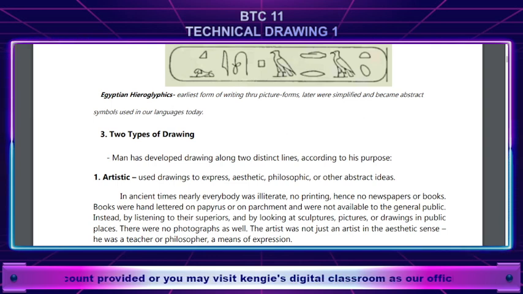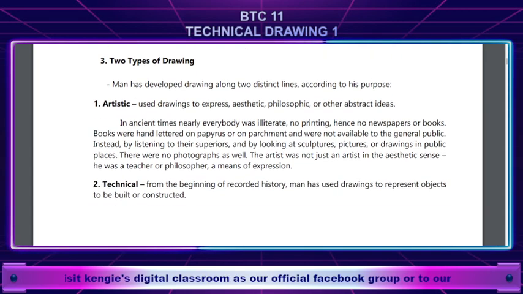Man has developed drawing along two distinct lines according to his purpose. One is the artistic, and the other one is technical. When we say artistic, we use drawings to express aesthetic, which means appearance or design, philosophic or other abstract ideas.